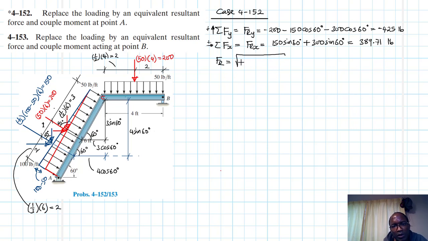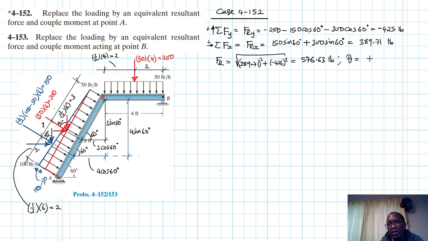is just going to be equal to the square root of 389.71 squared plus minus 425 squared, and this gives us 576.63 pounds.